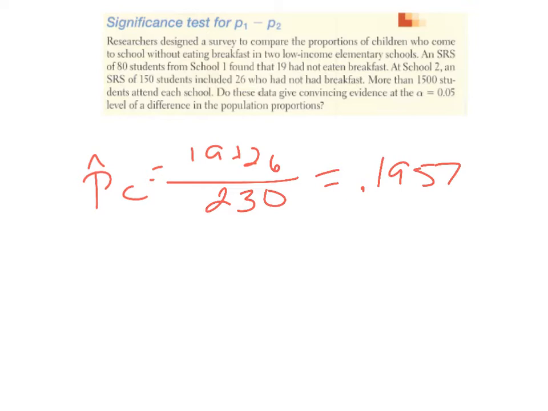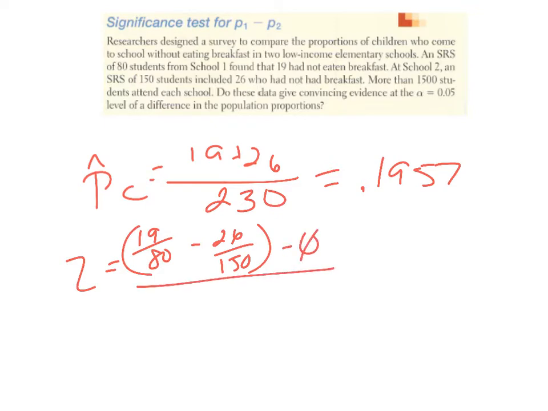Okay, and then I need to go ahead and calculate my test statistic, which is going to be p hat 1 minus p hat 2, which is 19 over 80 (that sample had 80) minus 26 over 150, minus my parameter, which was 0, that there was no difference, right? And then when I calculate my standard deviation for this, I'm using this combined value.